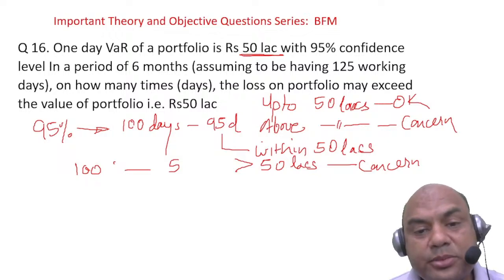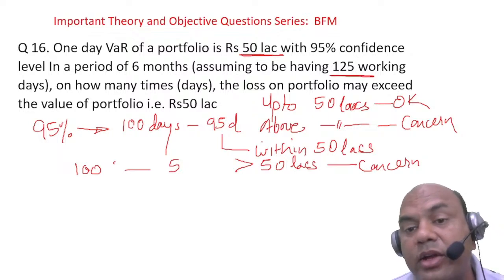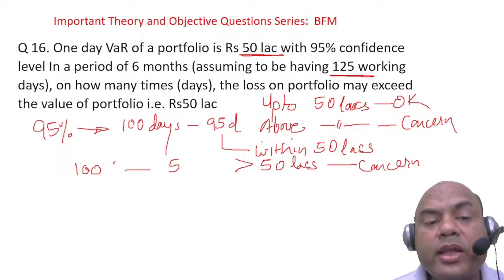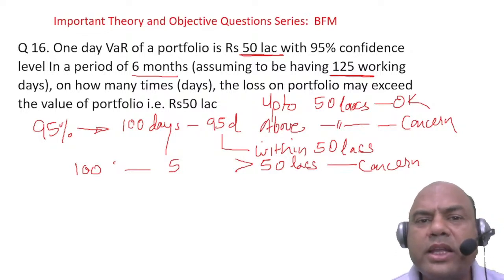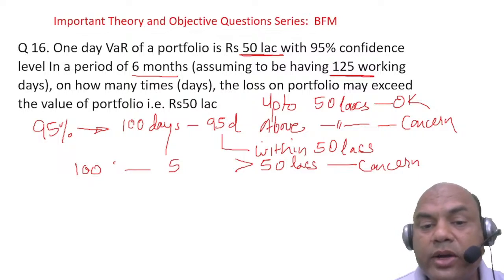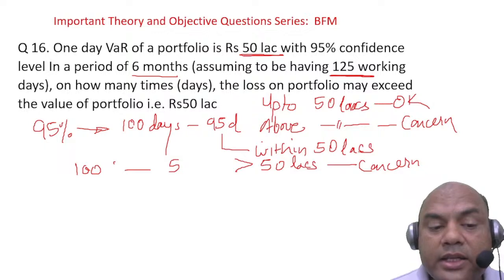In a period of 6 months, assuming 125 working days, it's given 125 working days. It's strictly mentioned. So don't consider the 6 months. Otherwise what will you do? 6 months means 30 into 6, 180 days. But no, don't consider 180 days. It is given 125 days. So in 100 days, I am having 5 days as a risk part.